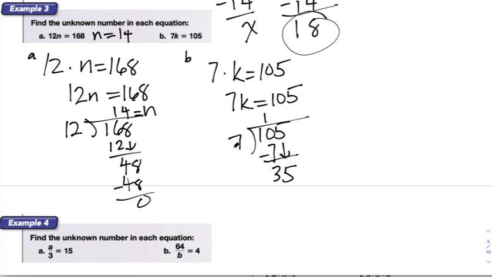Bringing down my 5, I get that 7 goes into 35 5 times. 5 times 7 is 35, and there's no remainder, and I'm done. This value is what k is equal to. K is equal to 15.